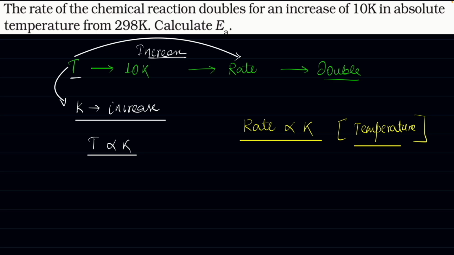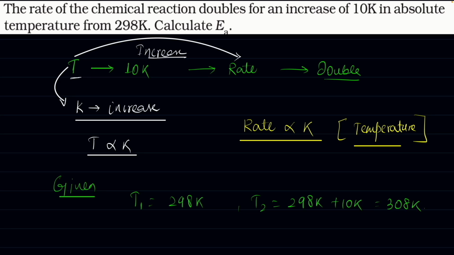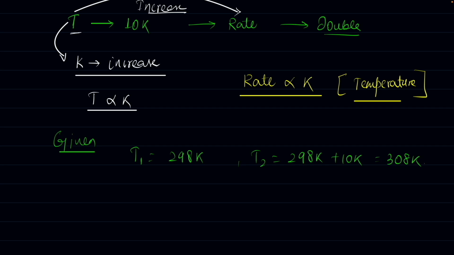So now in the question, it is given that T1 temperature is 298 Kelvin and T2 will be an increase of 10 Kelvin. So 298 Kelvin plus 10 Kelvin is 308 Kelvin. Now temperatures T1 and T2 are known, and here we can assume that the rate constant K1 is equal to K. So K2 will be 2 times K, because the rate becomes double. So when the rate is double, K is also double.